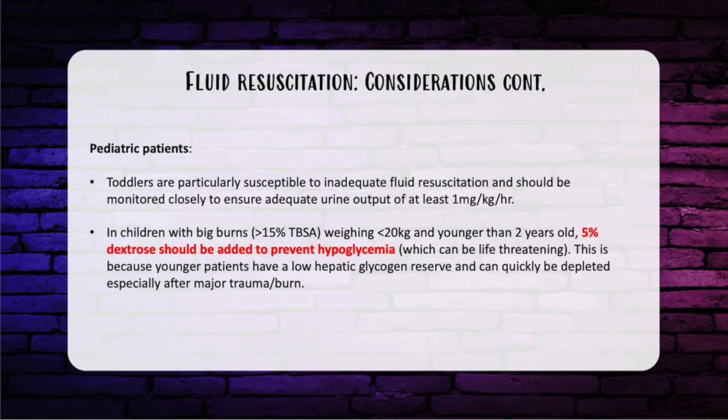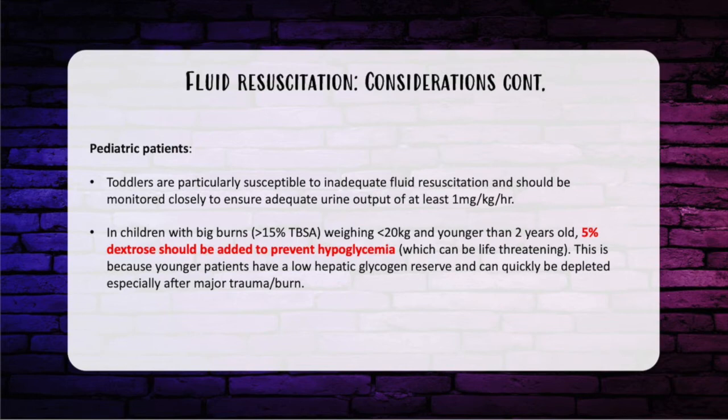Casey, what are some of the unique characteristics for pediatric resuscitation? Yeah, so in the pediatric population, there are a few important points that we want to address, especially for these pediatric burn patients, especially toddlers, because toddlers are particularly susceptible to inadequate fluid resuscitation. We have to monitor them very closely to make sure that we're maintaining at least 1 milliliter per kilogram per hour of urine output, like you said before.